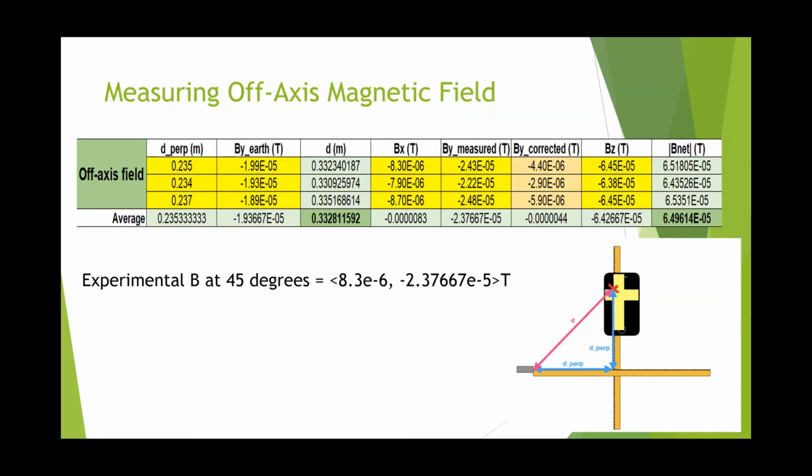I then measured the off-axis magnetic field. I did this by finding a distance d perp along east to west where the magnitude of the net magnetic field of the bar magnet was equal to 100 microtesla. I then moved my phone this distance and along another meter stick that was perpendicular to the first one and determined where my experimental B value was at 45 degrees and got a value.